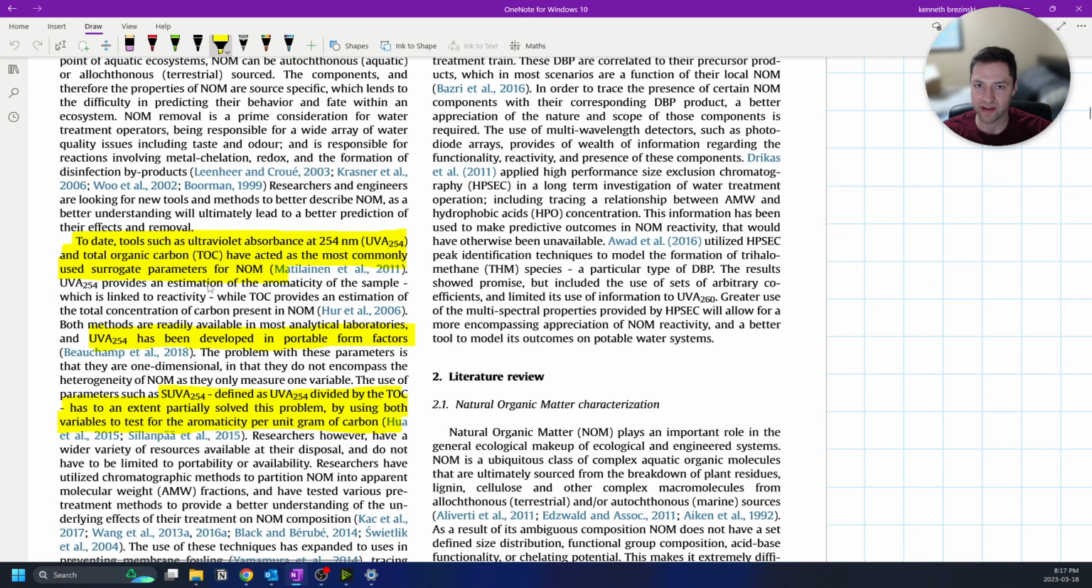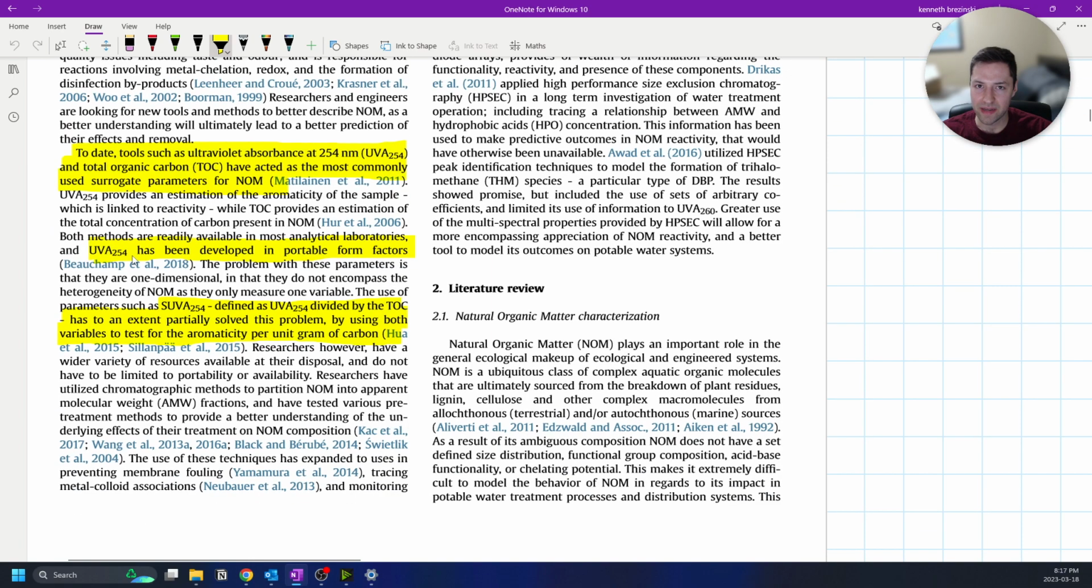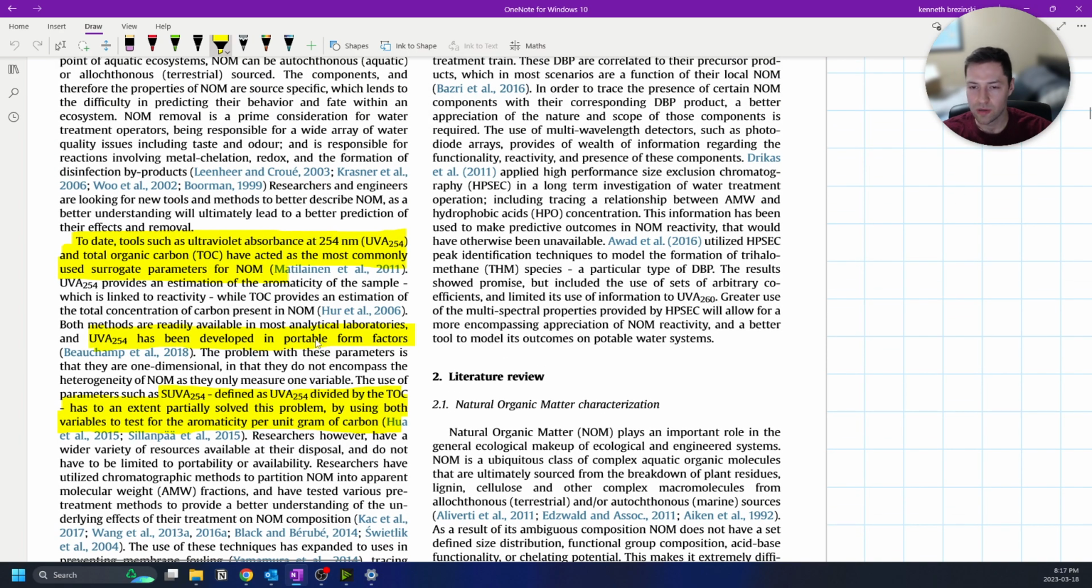And I say exactly right here, estimation of the aromaticity of the sample. This is just to say UV has been developed in portable form factors. Portable, because it's a system that we can actually put on the water treatment plant site, and we can teach operators how to use it.